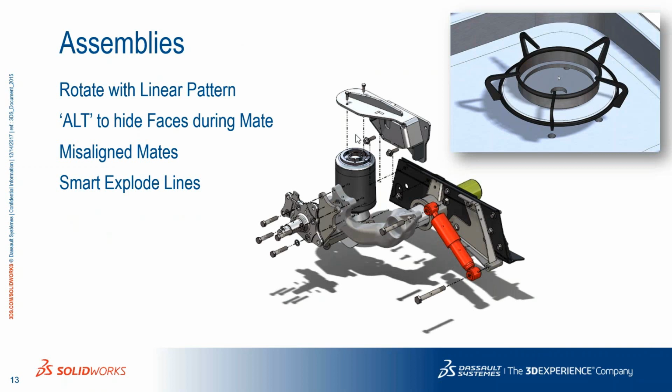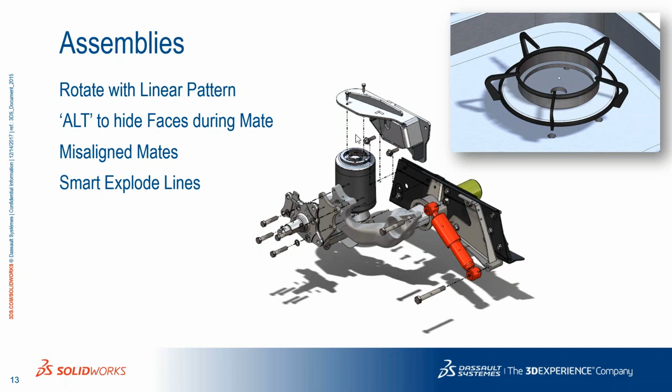The ability to hide faces during mates is very nice and beneficial, especially when working with tight corners or complicated geometry where Select Other is just not convenient. Misaligned mates are very useful for third-party files or files you may get off the internet, where bolt holes or the pegs that something has just aren't quite the dimension that it says it's supposed to be. And then smart explode lines allow you to very easily create explode lines in your exploded views so that you can better understand how your assembly goes together.